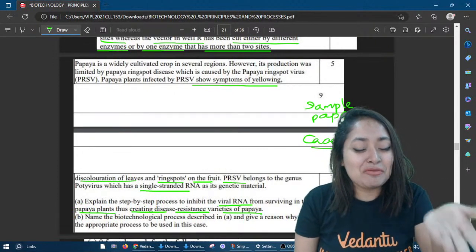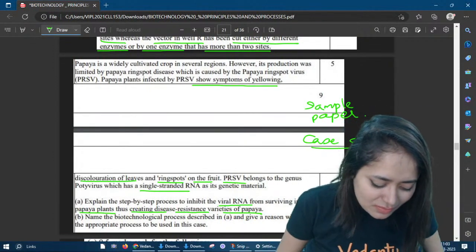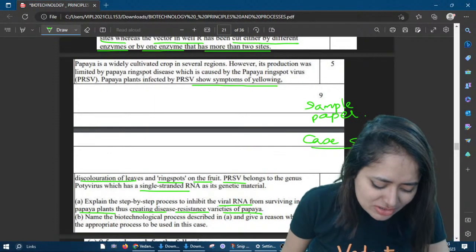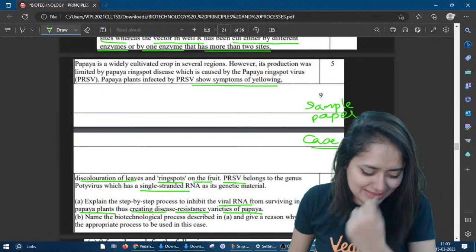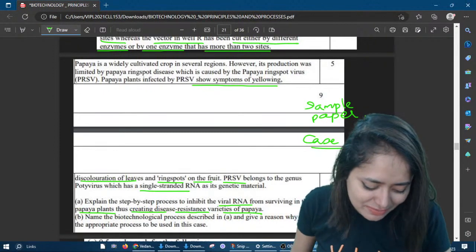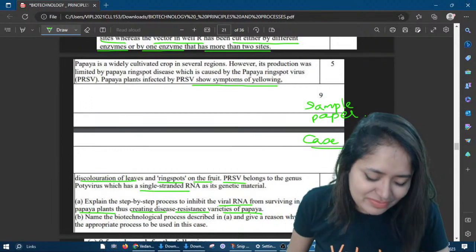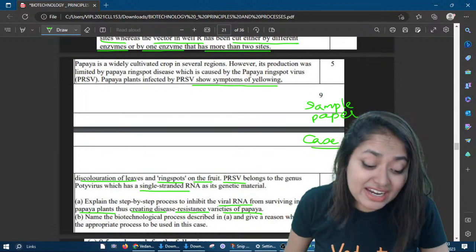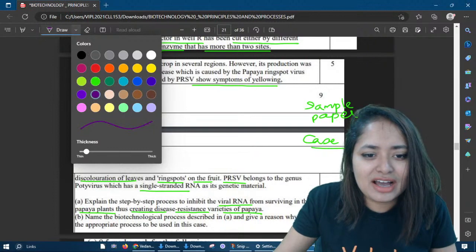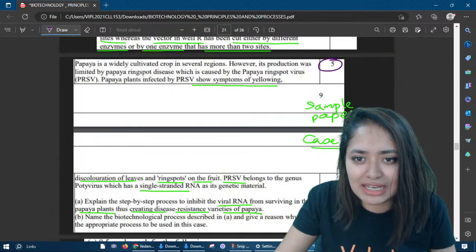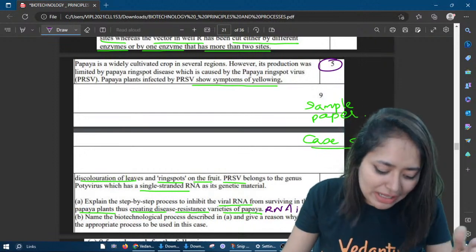Kya hai bacho iska answer? See, question looks so complicated, answer is so simple. What is the answer, children? Kya hai answer? RNA interference is the answer, no? Hai na bachcho? RNA interference is the answer. Matlab 5 marks ke liye, aapko RNA interference, RNAi explain karna padega. Can I explain it to you, bachcho?